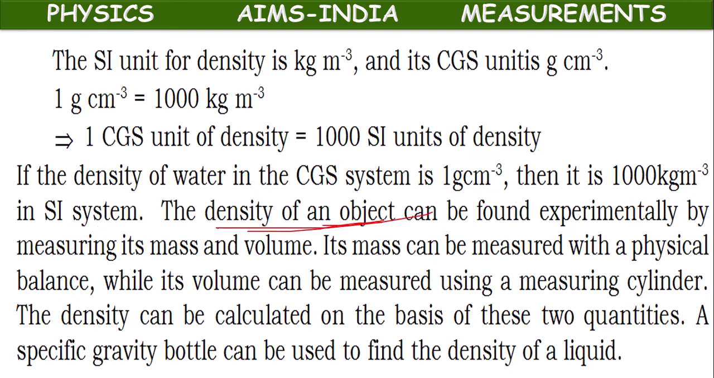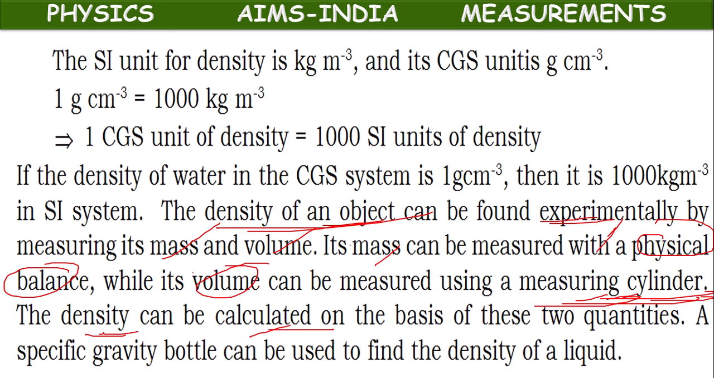So how do we find the density of any object, children? We can find it experimentally with the help of mass and volume. Mass is measured by a physical balance for accurate measurements, while volume can be measured with the help of a measuring cylinder, pipette, burette and so on. With that, we can measure the volume. So the density can be calculated from these two values, just by taking their ratio.